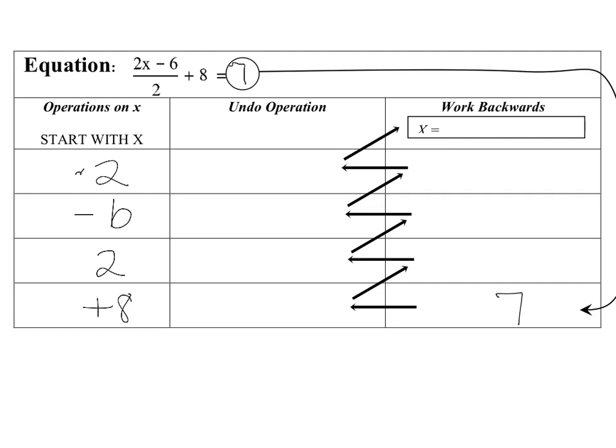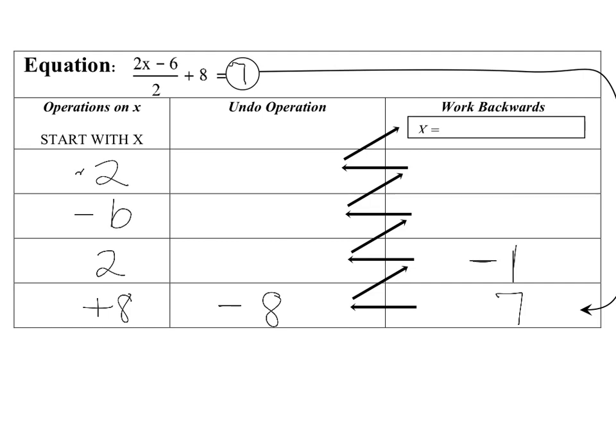So the last thing that I asked Mr. Rocket to do is to add 8. So we're going to undo the fact that he added 8. We're going to subtract 8 and put this here at the bottom. And then we're going to follow these arrows. So I'm going to take his 7, I'm going to subtract 8. 7 minus 8 is -1. So I'm going to put this here.